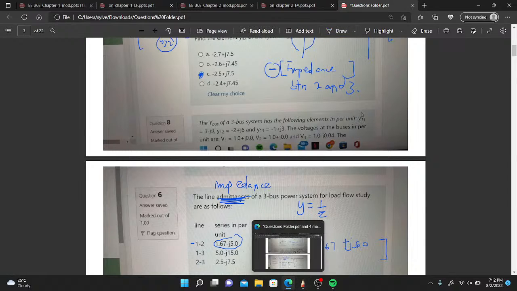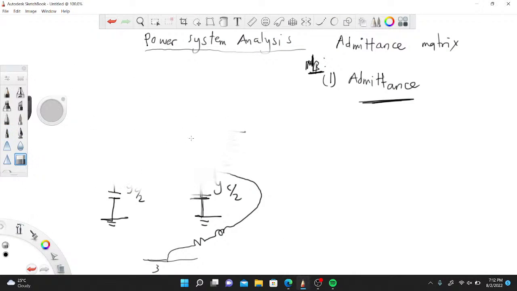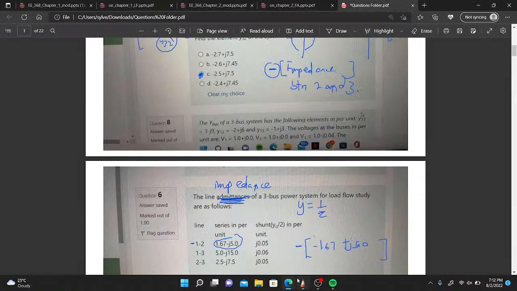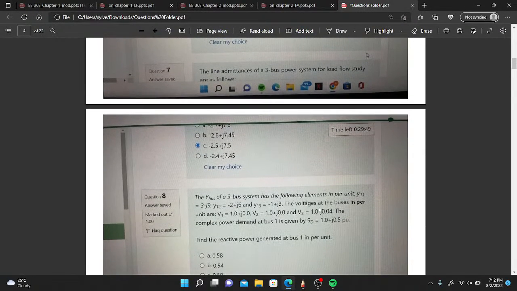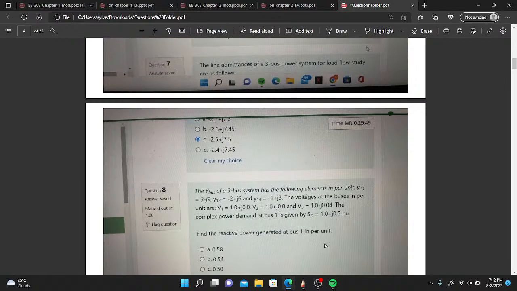So I hope that we can all deal with how to find the admittance matrix. Now let's move on to the next subject. Now we're going to see how to compute the power injected and all those things.